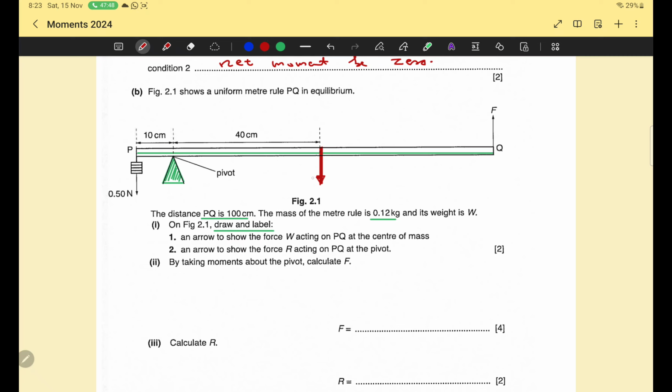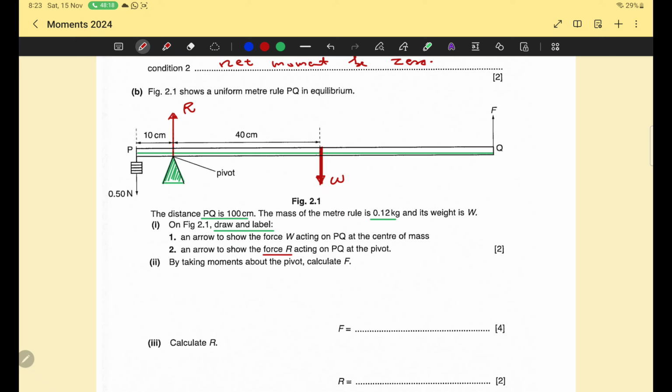So this is the arrow which shows the weight of the ruler, number one. Number two, they are asking to draw an arrow to show the force R. Sir, what is R? R is the reaction force. R is the reaction force that is acting on PQ at the pivot. Yes. This pivot provides a reaction force, and the reaction force acts upward.